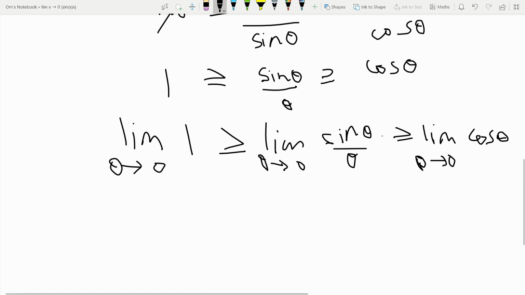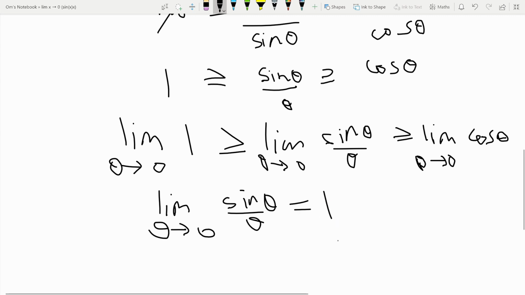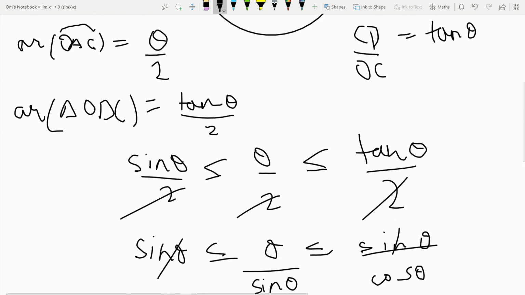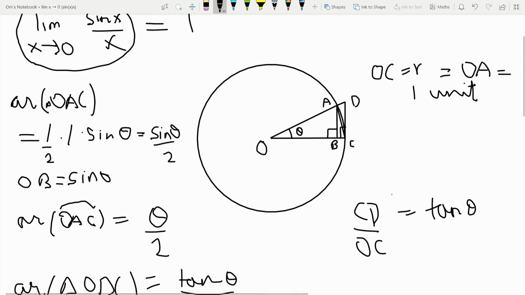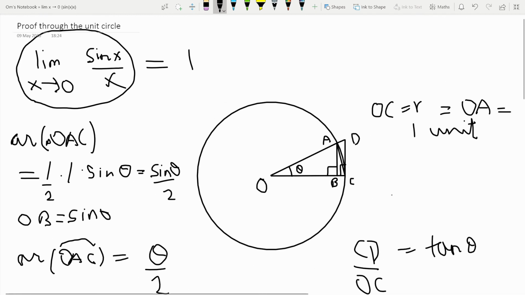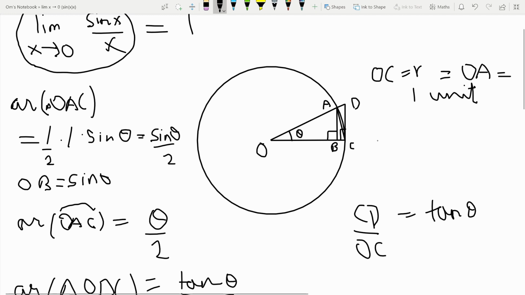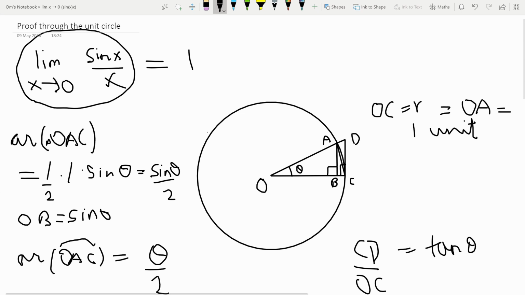But anyway, our conclusion is that the limit as theta tends to 0 of sine theta by theta is actually equal to 1 by the squeeze theorem. So this was our whole proof over here. It's really wonderful how just through a circle you can get a limit which I believe is actually the most popular limit as far as limits go.